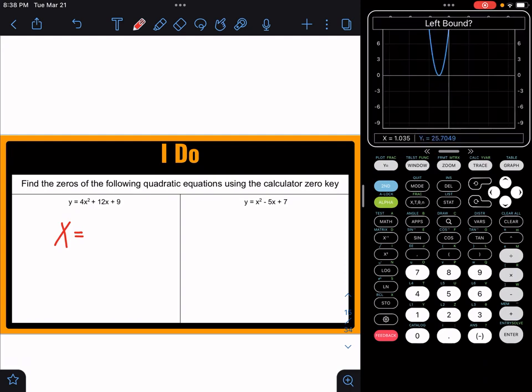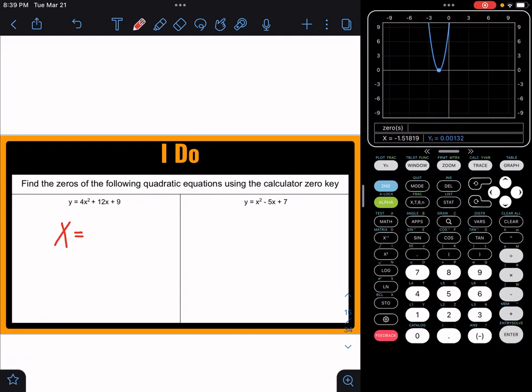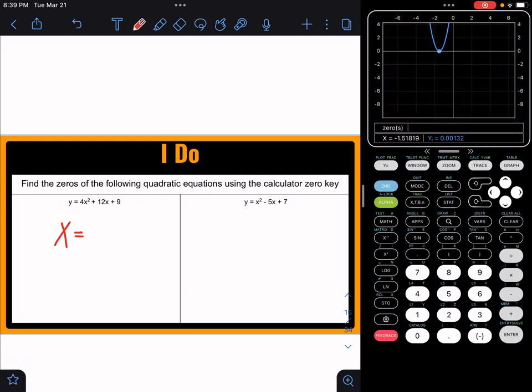So what you're going to do is, it says left bound. What that means is you're going to bring your cursor somewhere to the left of what you're trying to find. And now somewhere to the right of what you're trying to find. And our zero would be, what is that point? It doesn't do a good job at telling me the exact point. I wish I could show you guys this on our calculators at school.